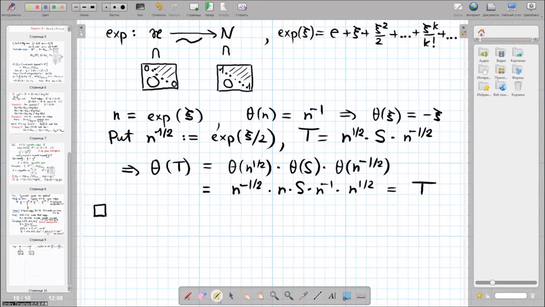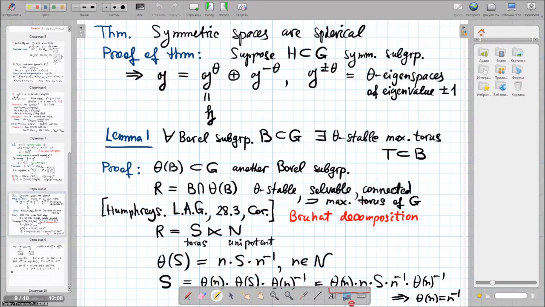So, how can I... you want to ask a question? In the previous page, how do we deduce that theta n belongs to the group n? So in the previous page, let me say that n is theta stable. Theta of n is n.